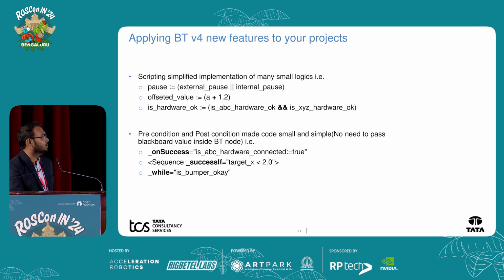And then there are precondition and post-condition, which again made the code very small. We don't need to pass the blackboard value inside the BT node. For example, if there is a node where, if the hardware is connected, then you want to set that blackboard value to true, you can just specify in that node, on success, ABC hardware connected to true. No need to change in CPP, just in XML only. In another case, if you have a sequence which you want to skip if the target is less than 2, you can just use success if. It will skip and return success for it.